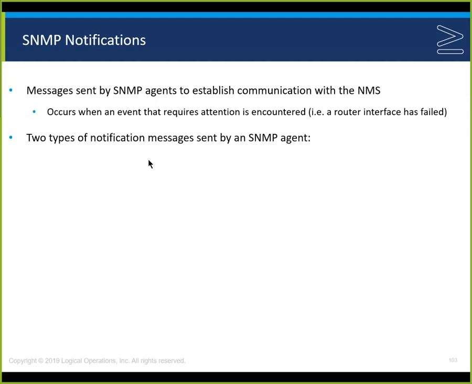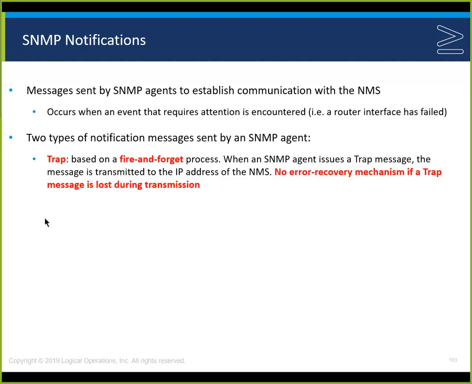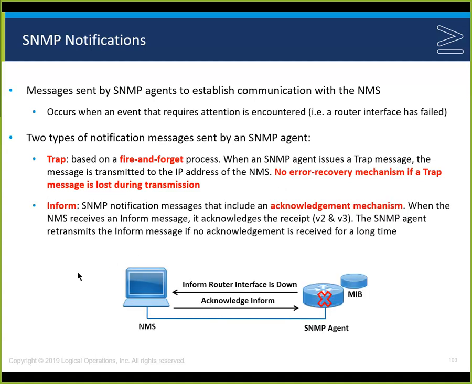Two types of notification messages sent by the agent, the trap based on a fire and forget. When the SNMP agent uses the trap message, the message is transmitted to the IP address of the management system, with no error recovery mechanism, and then the inform. And those were the terms that were in the previous slide. The inform messages include an acknowledgement mechanism. When the network management system receives an inform message, it acknowledges the receipt. And this is for version 2 and version 3.